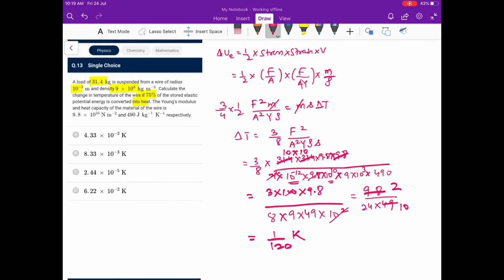And what is 1 by 120? It is 1000 upon 120 into 10 to the power minus 3 Kelvin. So this is 100 by 12, which comes out as 8.33 into 10 to the power minus 3 Kelvin. So I'll go for option B. Again a slightly calculative one, but you can do this.